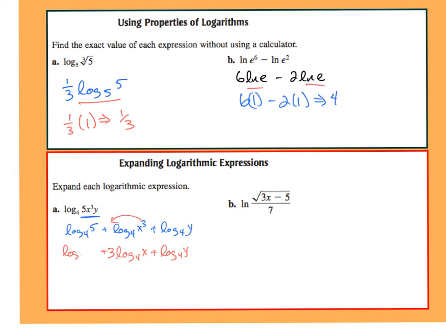All right, try the other one. Division is actually what? Subtraction. So then I really have a natural log of square root 3x minus 5, and then minus natural log of 7. All right. There's one more step we can do. What can we do? The square root is a 1/2. So now I have a 1/2 natural log, the quantity of 3x minus 5, and then minus natural log of 7.